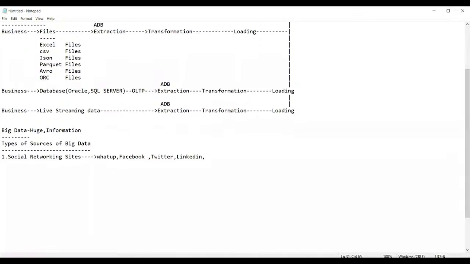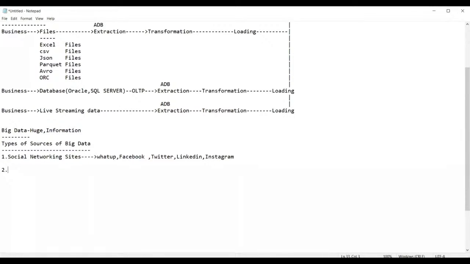Then afterwards, you also have Instagram. All these, Insta and the others, are called social networking sites. The social networking sites are basically referred to as the major source of getting big data. Getting my point? Next, after this, you have the second source.